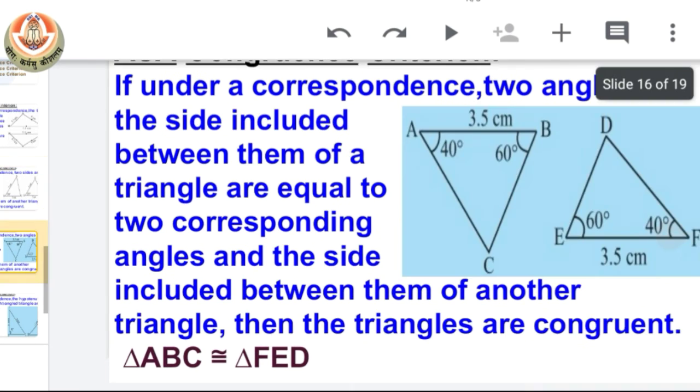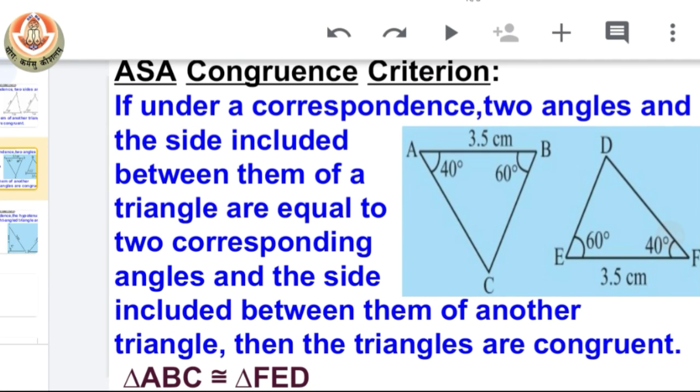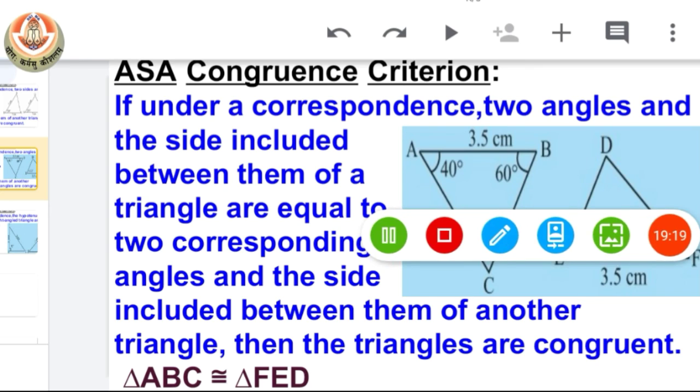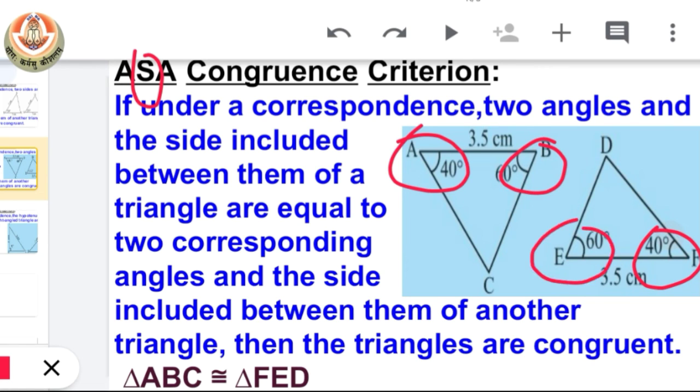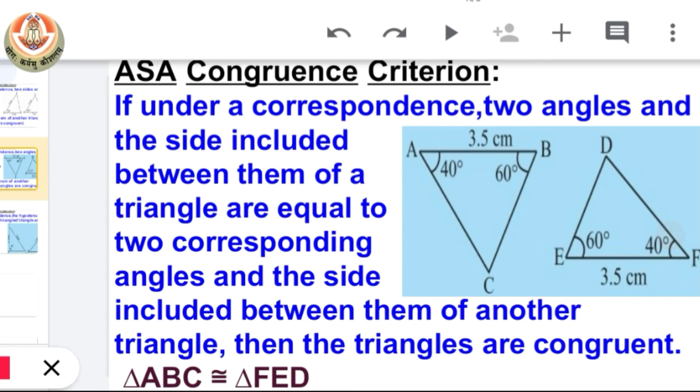Now let's move on to the next congruence criterion, which is ASA congruence criteria, where it is angle, side, angle, and you have to keep in mind that this side should be in between the given two angles. You can see here in the figure that we have 40 degree, 40 degree, 60 degree, 60 degree, and the same length side is in between these two given angles. So let's read the statement for this congruence criteria.